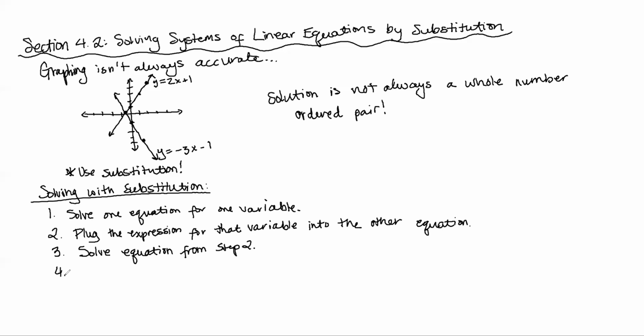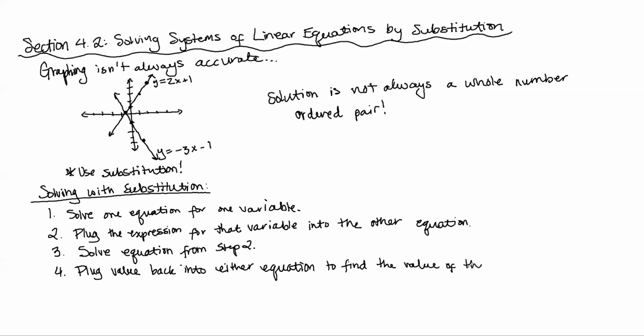And then lastly, well, second to last, we're going to plug the value back into either equation. And by either equation, I mean either of the 2 original equations where it has both an x and a y, to find the value of the other variable. So solving the equation from step 3 is going to give you, let's say, x, and then you'll plug it back in to find y.